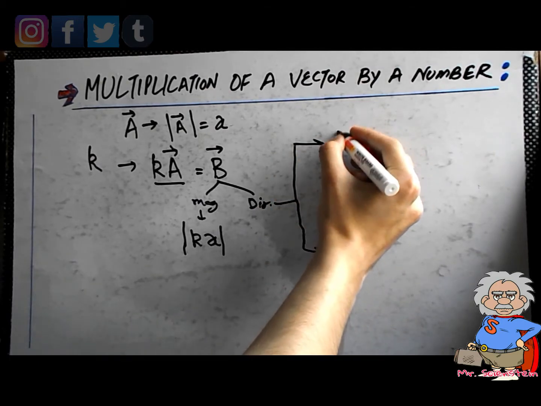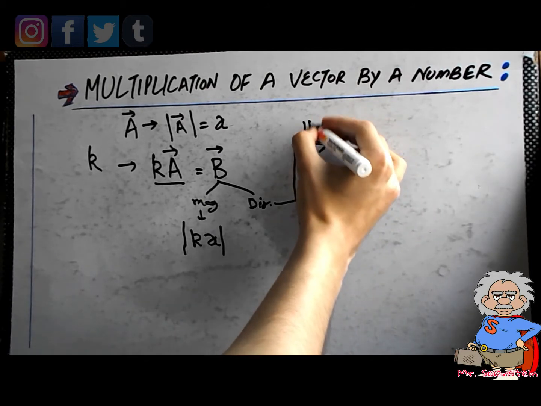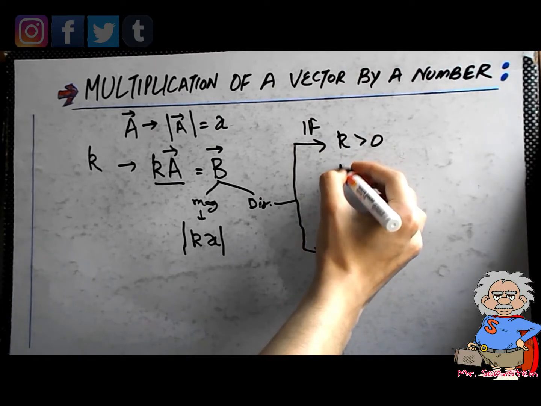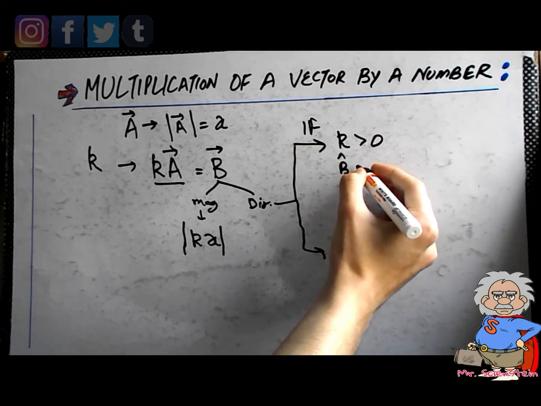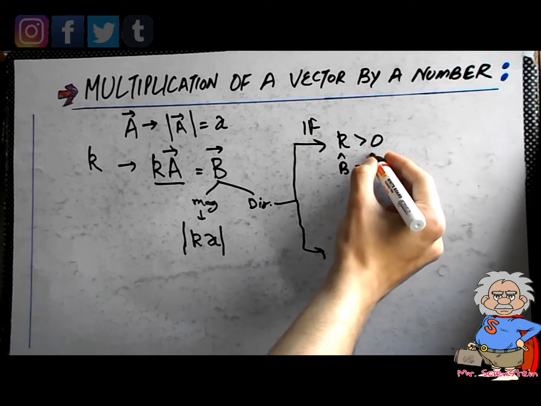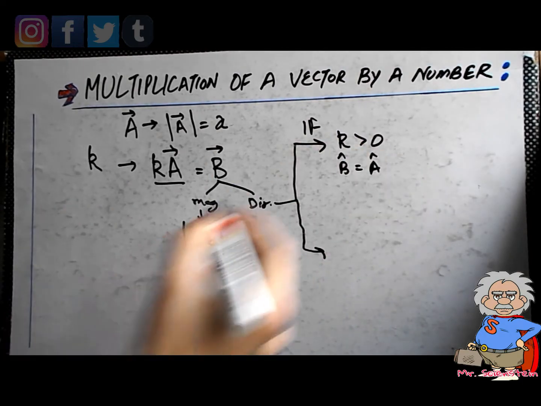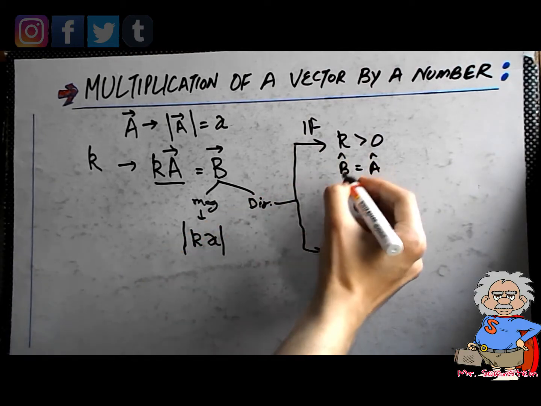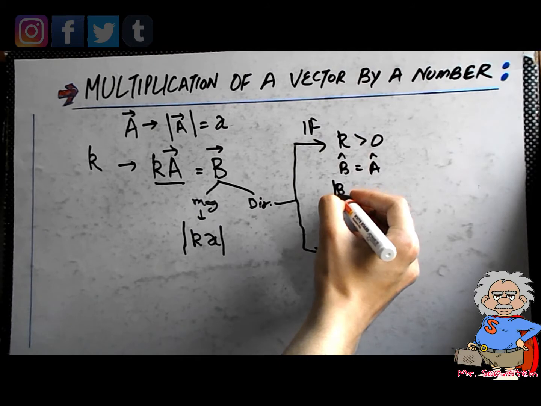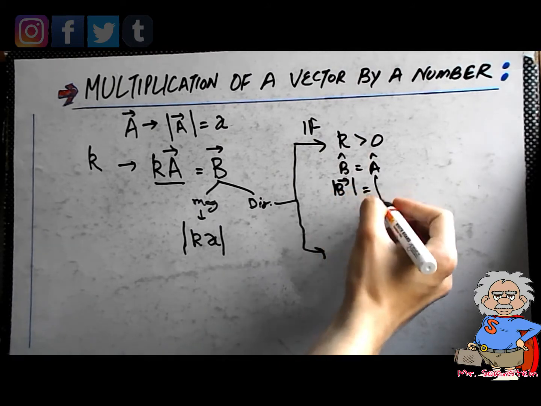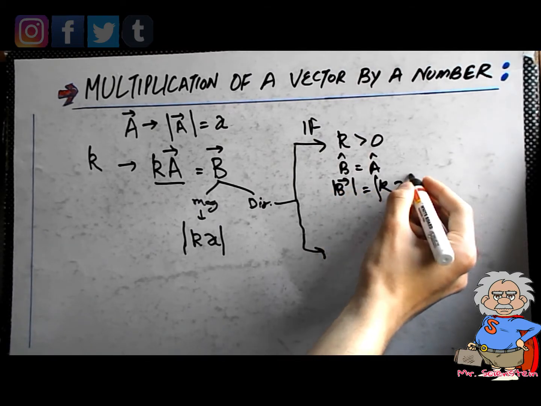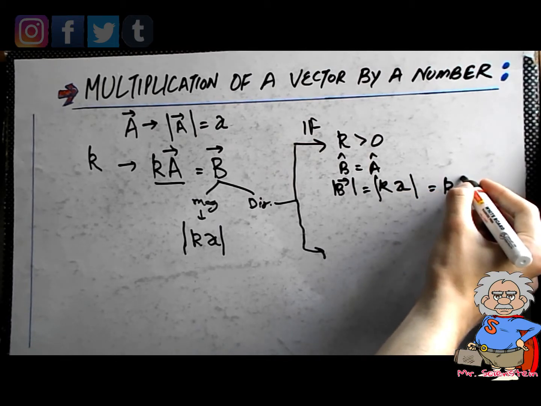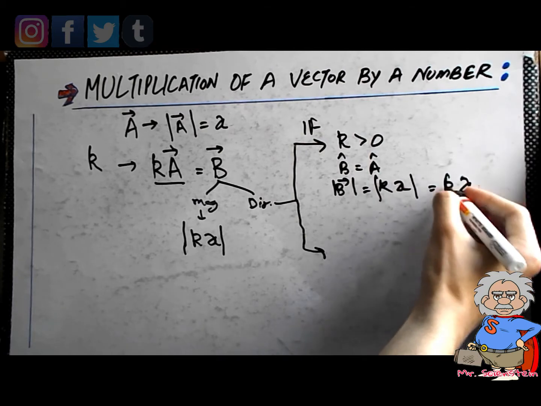Now if our k is greater than 0, in that case the direction of this b vector, if we denote it by b cap, will be same as that of a, that is a cap, right? And the magnitude will be the same only, that is modulus of k into a. So the magnitude of this b vector will be equal to modulus of k into a, or we can simply write it like this also, k into a, right?